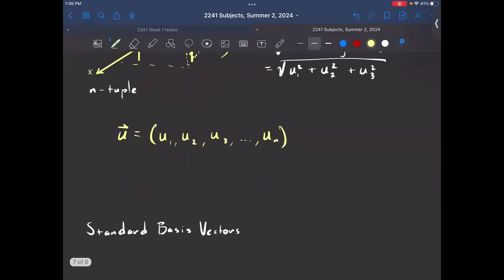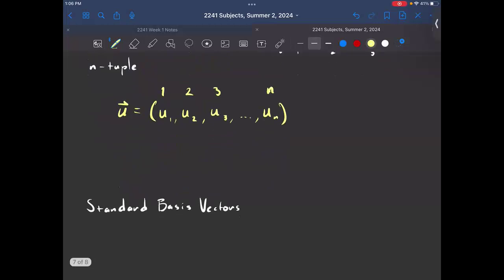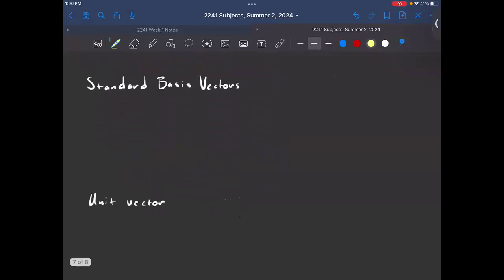So this is an n-tuple. Actually, maybe let's mark the first, second, third, and so on positions. We've got our 1, 2, 3, and so on. And then n is our last position there. Okay, so standard basis vectors are next.